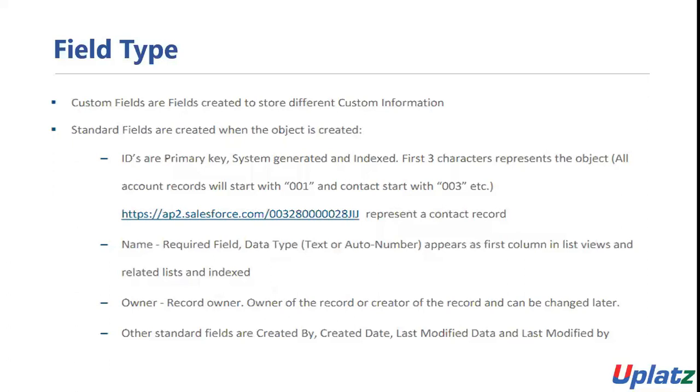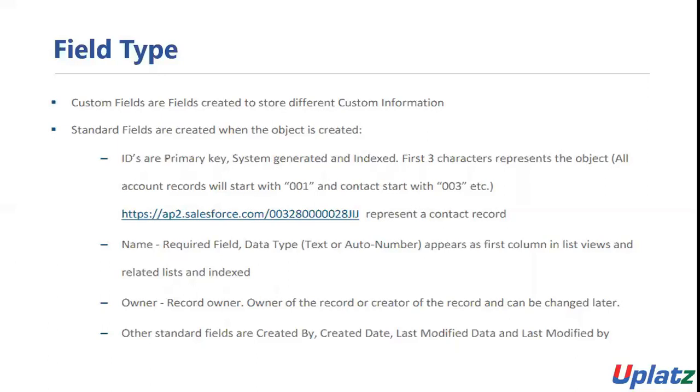Field type. Custom fields are fields created to store different custom information. Standard fields are created when the object is created. IDs are primary key, system generated and indexed. The first three characters represent the object. All account records will start with 001 and contact starts with 003, etc.